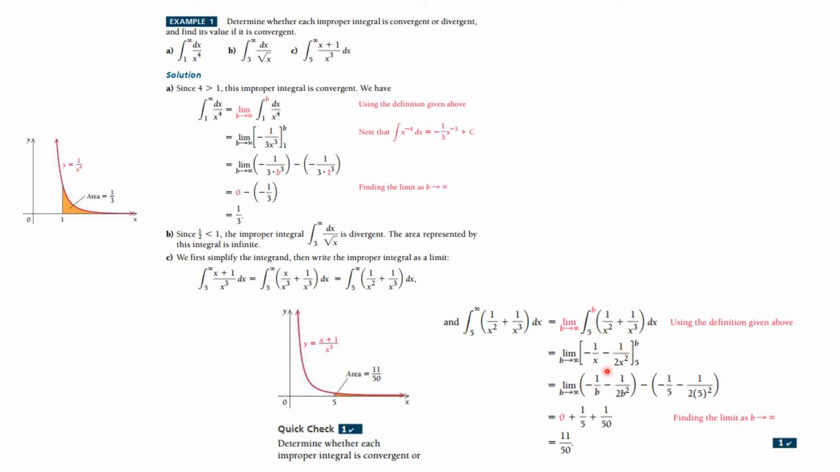I'm going to integrate each of those in turn, and again, check all these calculations, but here you add 1 to the exponent, divide by the new exponent. Here you add 1 to the exponent, divide by the new exponent. We evaluate this at b and 3. We substitute those numbers in. Now as b goes to infinity, both of these terms go to 0, and so we have to calculate this term. We have to be careful about our minus signs, but we end up with 11 over 50. So you see A and C were convergent, we computed them, and B was divergent.